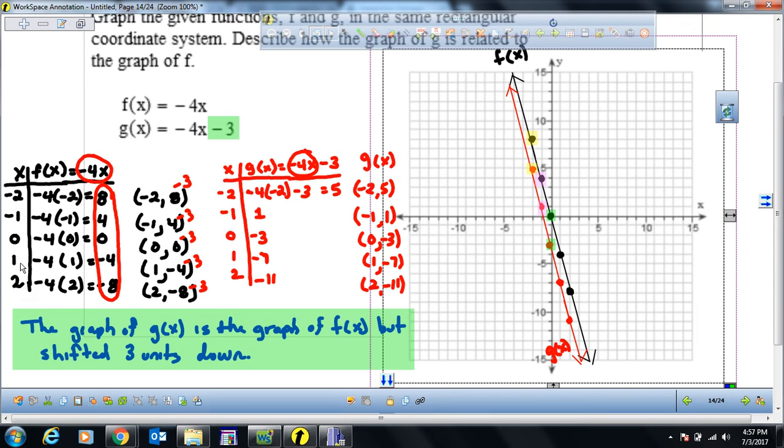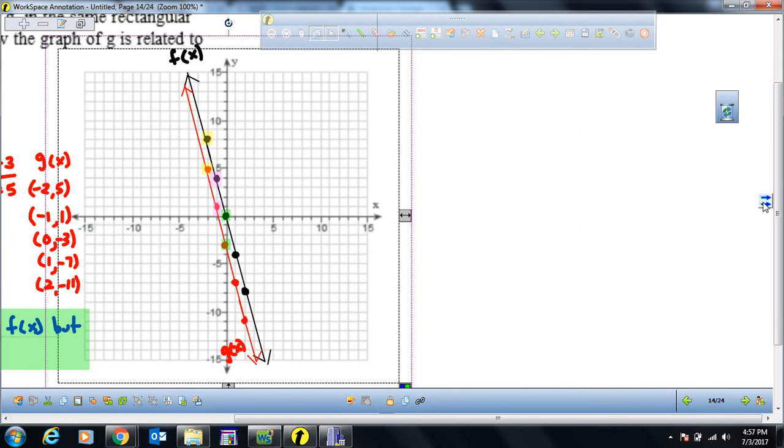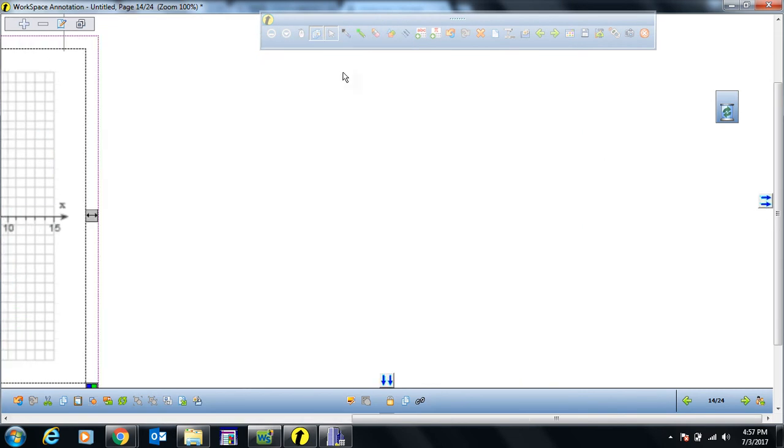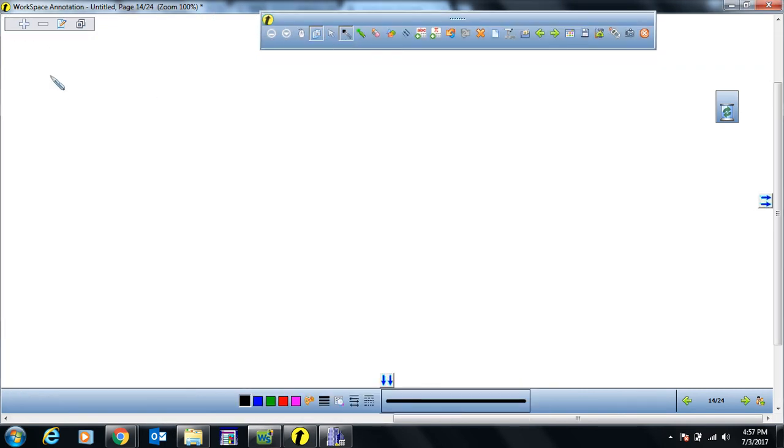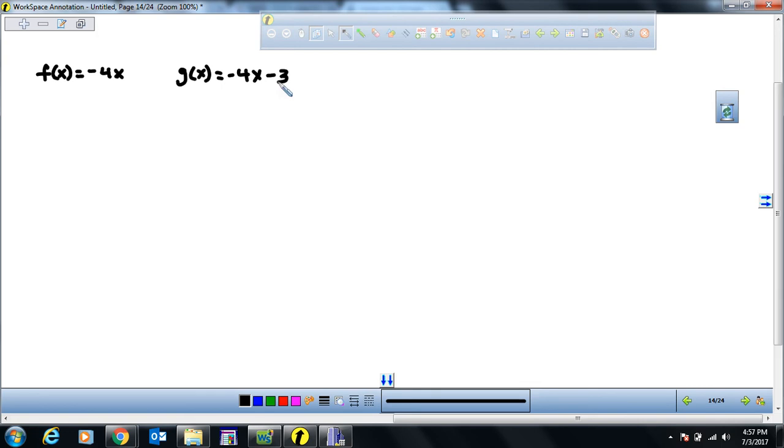-2, -1, 0, 1, and 2. However, when it comes to a linear function, we can also graph it in a different way. So I'm going to show that here. So we know that the functions were f of x equals -4x, and g of x equals -4x minus 3. So this one, you see that it doesn't have a constant. So if it doesn't have a constant, that means it is a 0 as a constant.